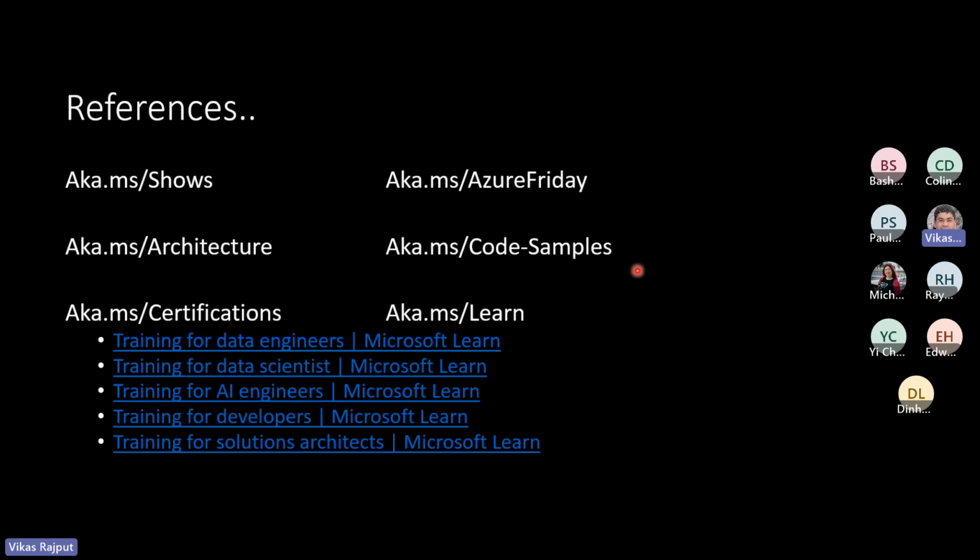But the reality is, when I want to make sure that I'm looking and talking the right thing, I do trust only docs.microsoft.com and then the Learn site as well to some extent. I've also embedded certain links depending on which direction you want to take as well: data engineer, data scientists, AI engineers, developers, or solution architect. These are different links that are available. Plus, there are tons more, right?